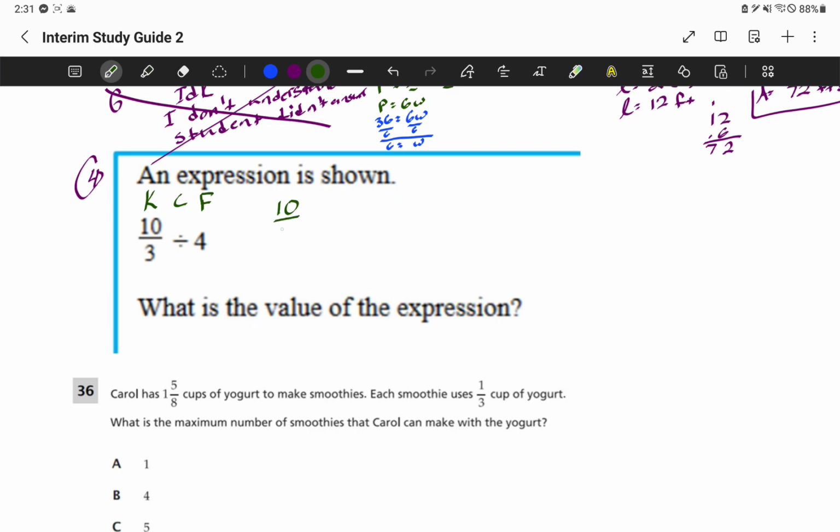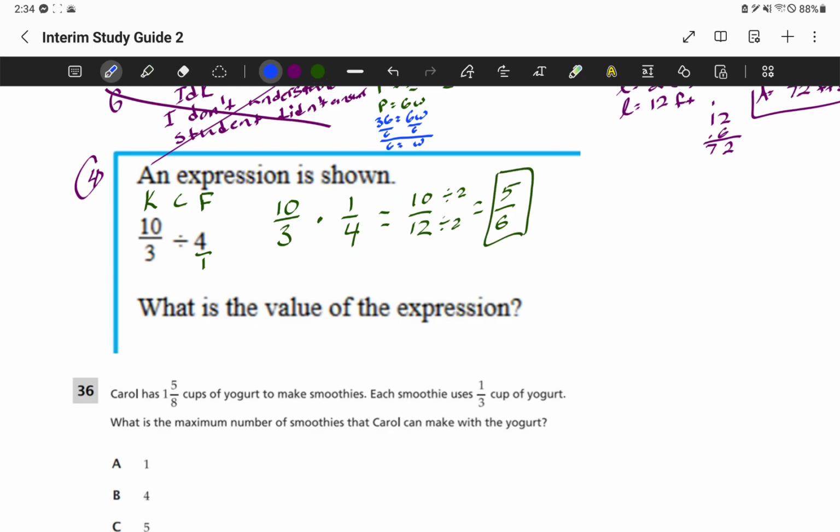So we keep it. Okay, so we kept that. We changed it to multiplication. This is 4 over 1, so it becomes 1 over 4. Now, the easiest way for you is probably 10 times 1. We multiply straight across, and we get 10. 3 times 4 is 12. And then what goes into both? Oh, 2. So 10 divided by 2 is 5. 12 divided by 2 is 6. So 5, 6 is the answer.